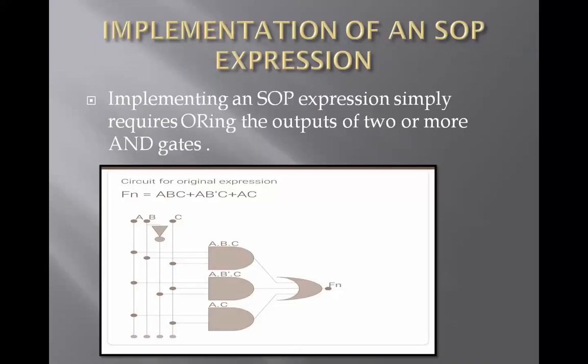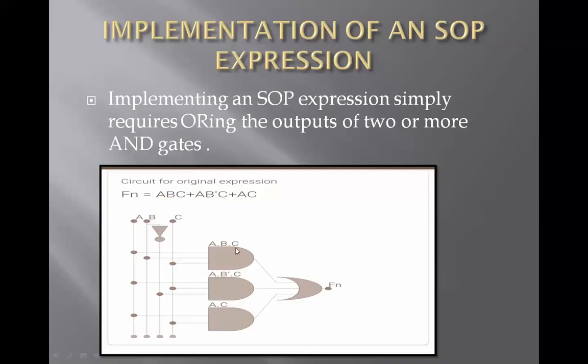If we want to implement the SOP expression, we can implement this expression by using just one OR gate, and we can have a number of AND gates, and the number of AND gates totally depends upon the number of product terms involved or present in the expression. So you can see that implementing an SOP expression simply requires ORing the output of two or more AND gates.